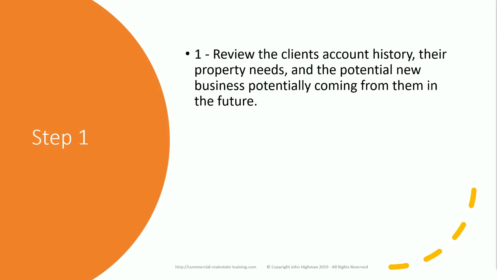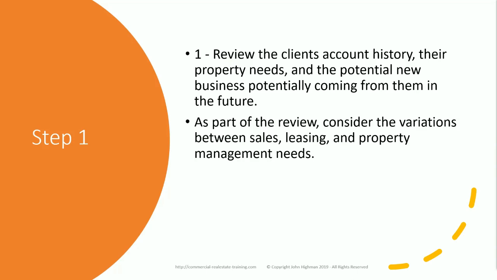Number 1. Review the client's account history, their property needs, and the potential new business potentially coming from them in the future. As part of the review, consider the variations between sales, leasing, and property management needs for every client, every prospect that you're engaging with. Of course, you can involve others within your brokerage when it comes to certain things that you're not handling yourself, like property management, for example. So respect the three disciplines, involve people where necessary, but make sure you're covering them off when it comes to clients and also prospect contact.